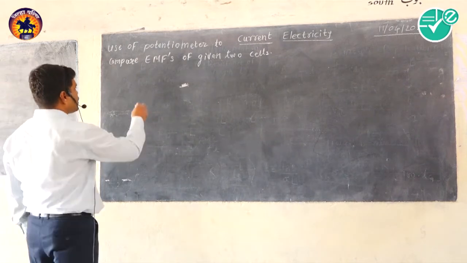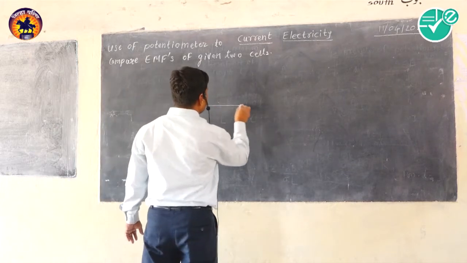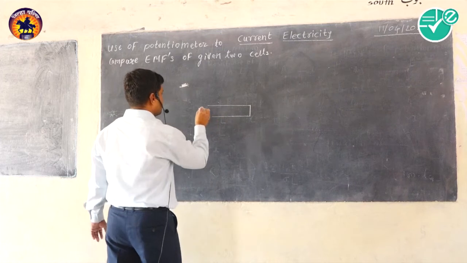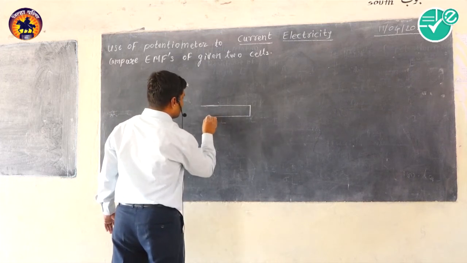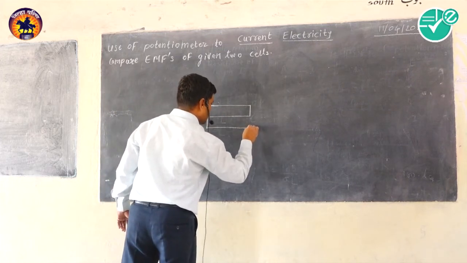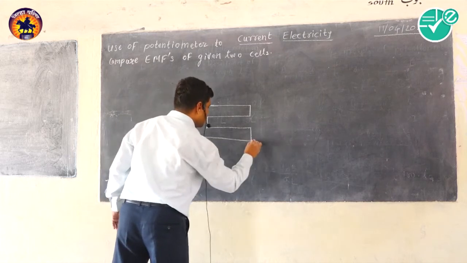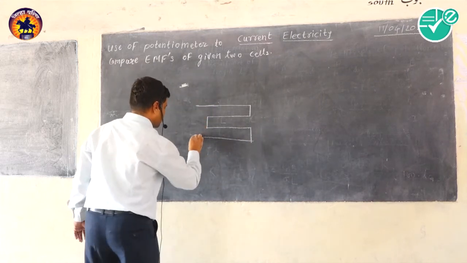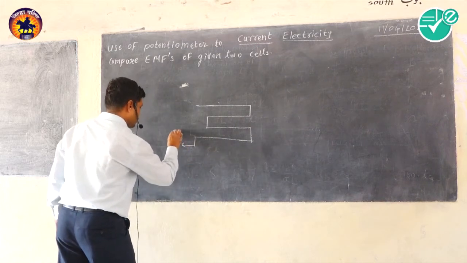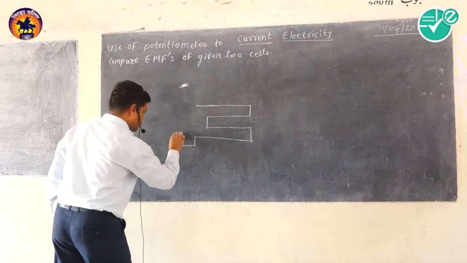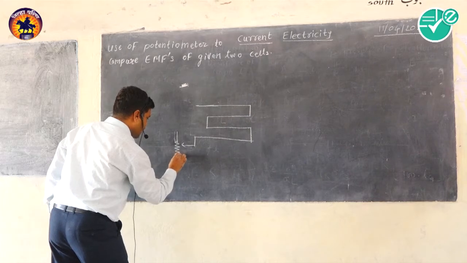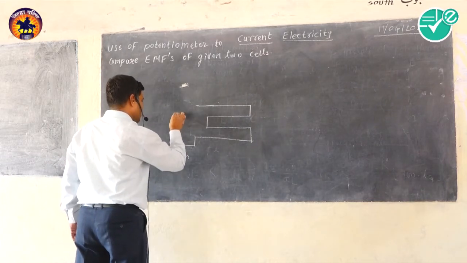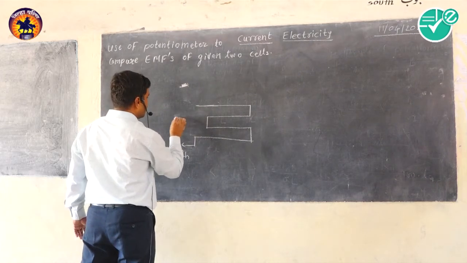The circuit diagram for this article is: this is a potentiometer wire. It is a rheostat denoted by RH. Here is a one way key. After that, here a battery.